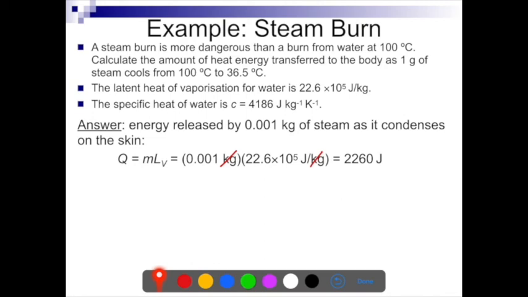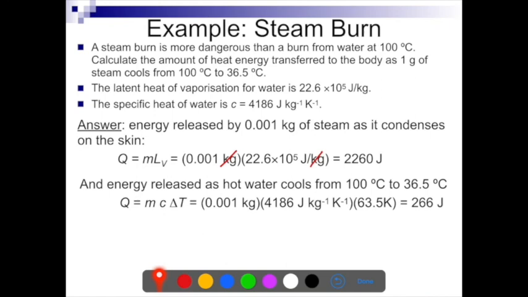Okay, now the condensed steam, which was just converted into water, is still at 100 degrees Celsius. Remember that water still needs to cool down to body temperature, 36.5 degrees Celsius. So energy is again released as hot water cools from 100 degrees Celsius to 36.5 degrees Celsius. But in this case, you only have a single phase, that is purely liquid water.